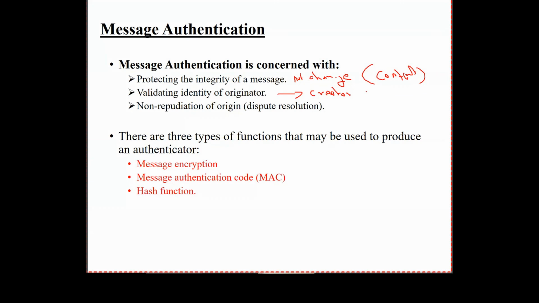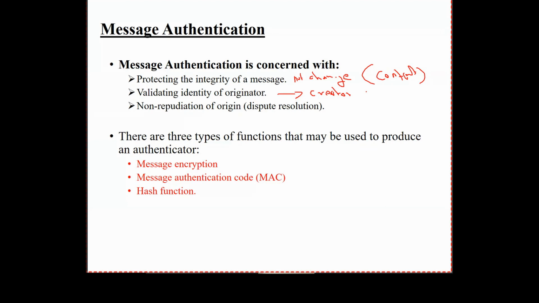And the last thing is non-repudiation of the original message. This means the message was already sent before, it is not repeated, it is not faked, and so on. So these are the three things that message authentication focuses on. You can say these are the main objectives of message authentication.